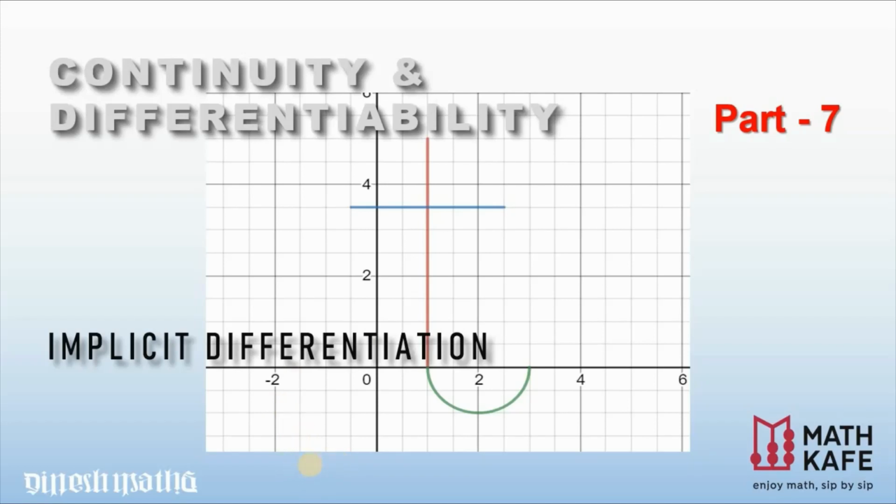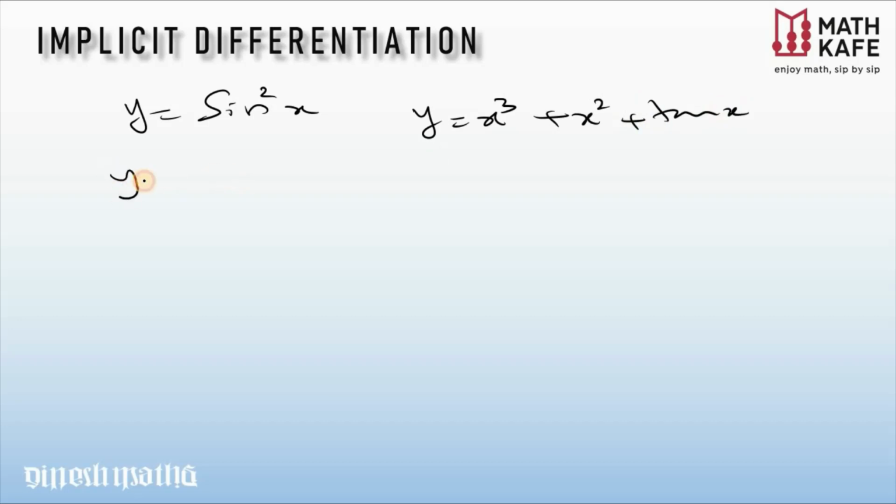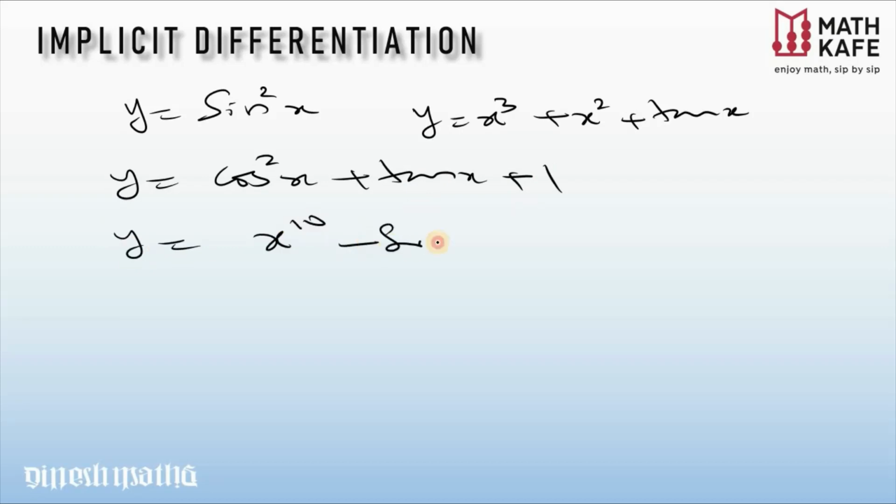In this session, we are going to see the differentiation of functions in implicit format. Hope you have watched the previous videos about differentiation and you remember all the basic definitions. If you recall, we have seen the derivative of functions like y is equal to sin square x, y is equal to x cube plus x square plus tan x, or y is equal to cos square x plus tan x plus 1, or y is equal to x to the power 10 minus (sin x) whole to the power x square plus cos x.